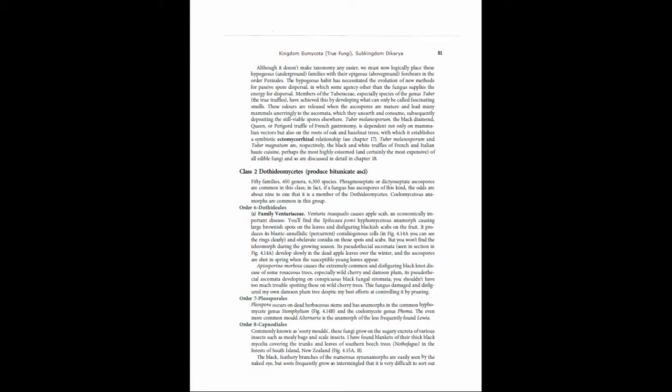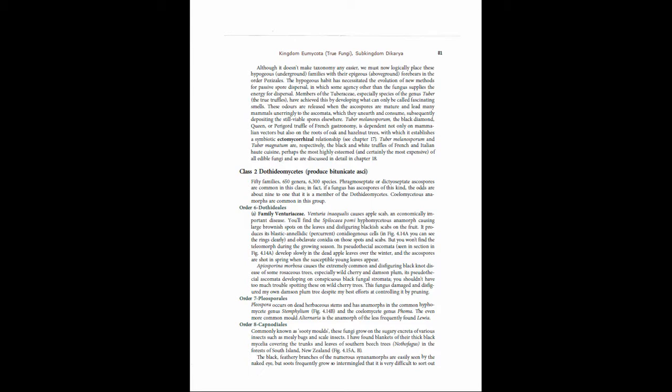Class 2 Dothideomycetes produce bitunicate asci. 50 families, 650 genera, 6,300 species. Phragmoseptate or dictyoseptate ascospores are common in this class. In fact, if a fungus has ascospores of this kind, the odds are about 9 to 1 that it is a member of the Dothideomycetes. Coelomycete anamorphs are common in this group. Order 6 Venturiales. A. Family Venturiaceae.